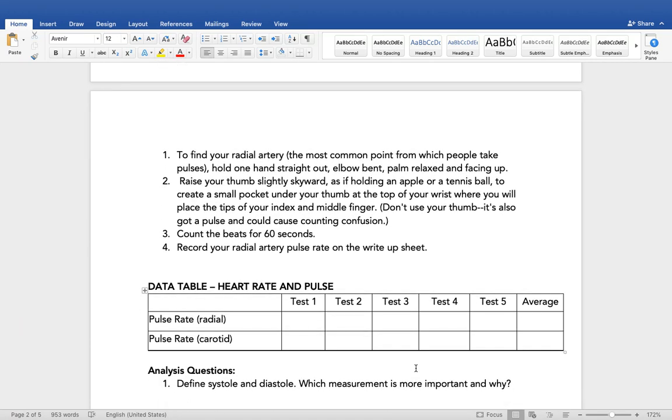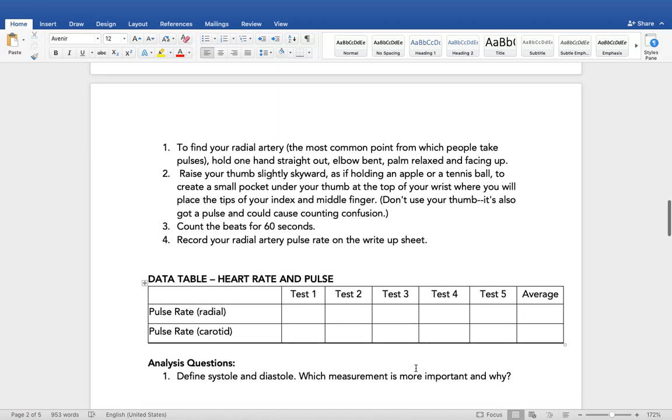So for both pulse rates, the radial and carotid, you're going to measure your pulse rate for 60 seconds 5 times, and then you're going to take the average and record them. Remember, to take the average, you're going to add up the beats from tests 1, 2, 3, 4, 5, and then you're going to divide that sum by 5 in order to calculate your average, right? So to calculate an average of two numbers, say 15 and 15, you would add 15 plus 15 is 30. You would divide that by 2, and the average is 15.